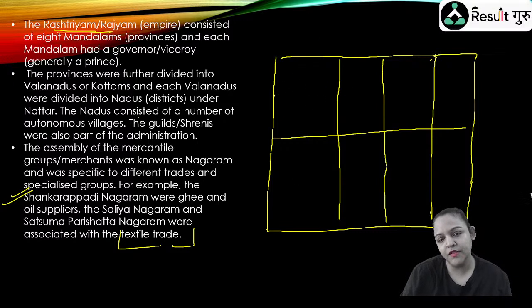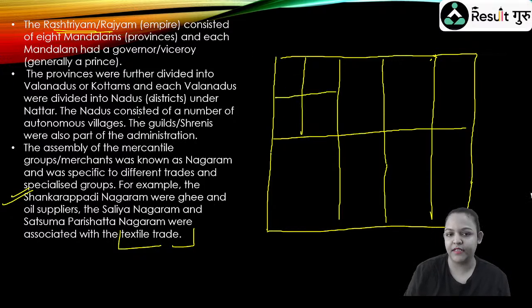Suppose it is divided into 4 Valanadus in Kottam, like this. The Nadus consisted of a number of autonomous villages. Valanadus were under the Nattar. The guilds and Shrenis were also a part of this administration.